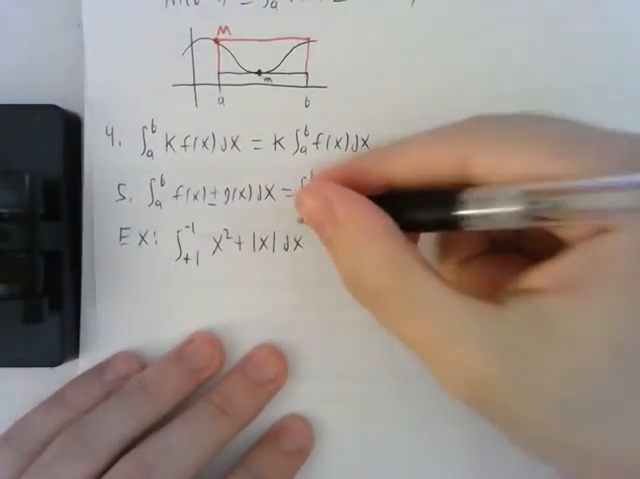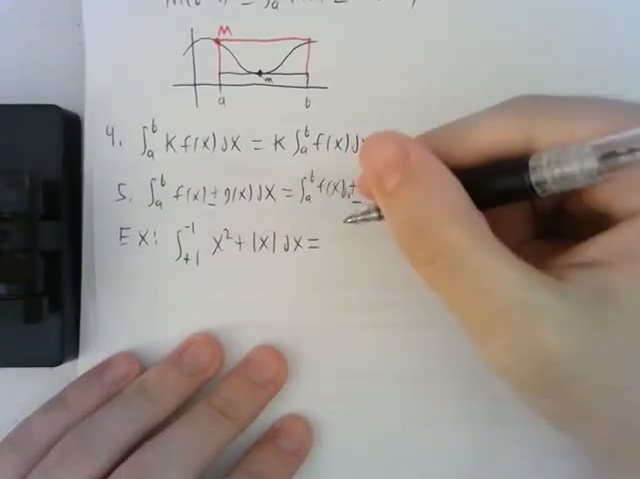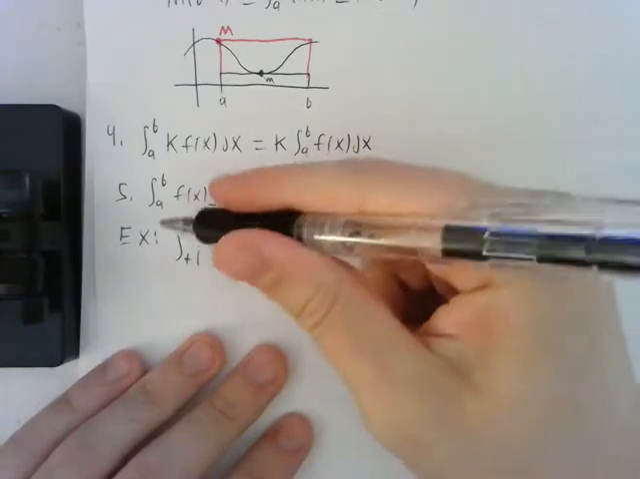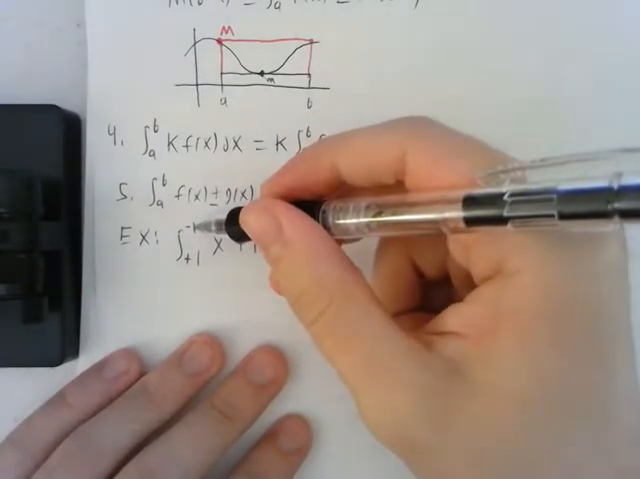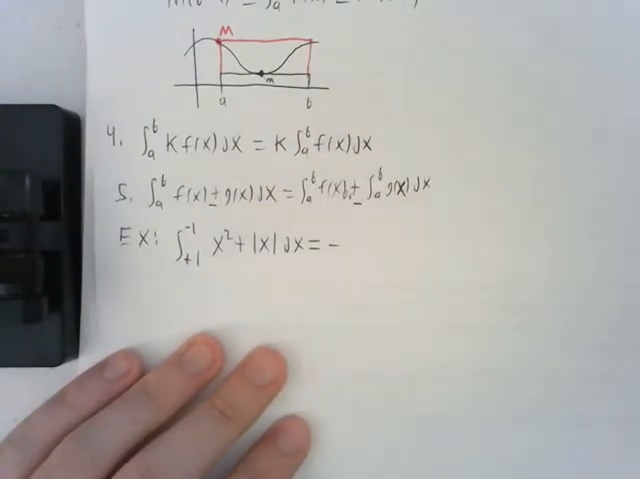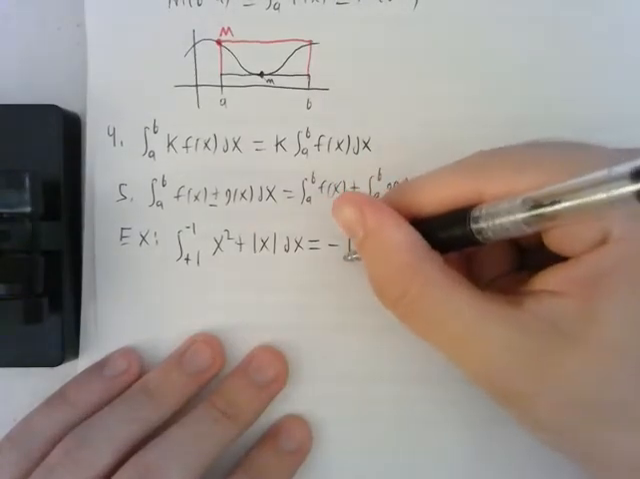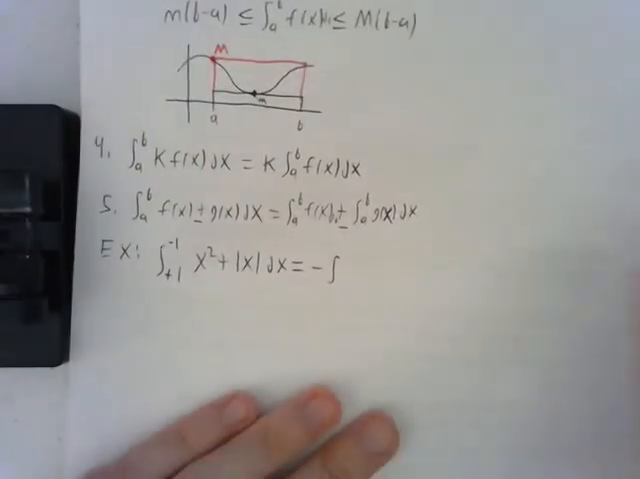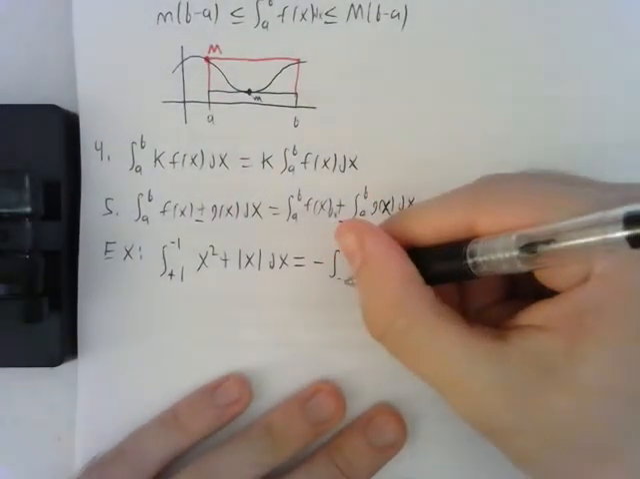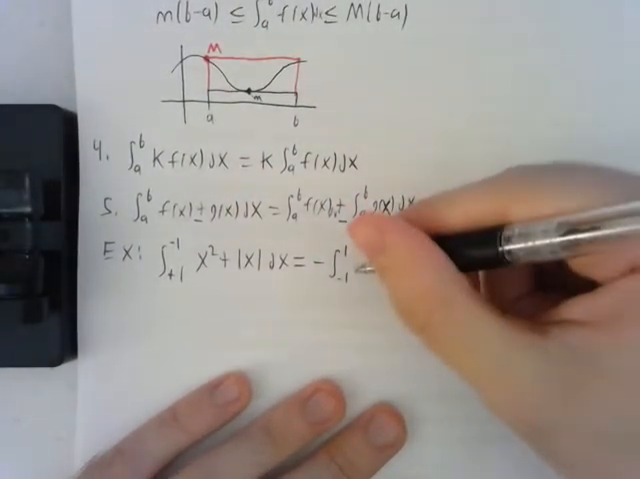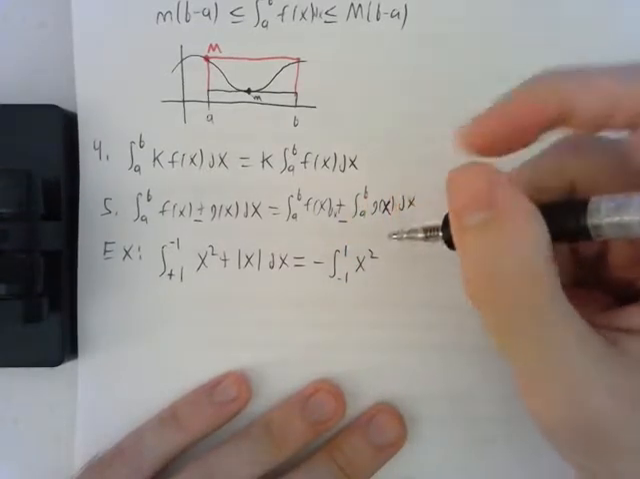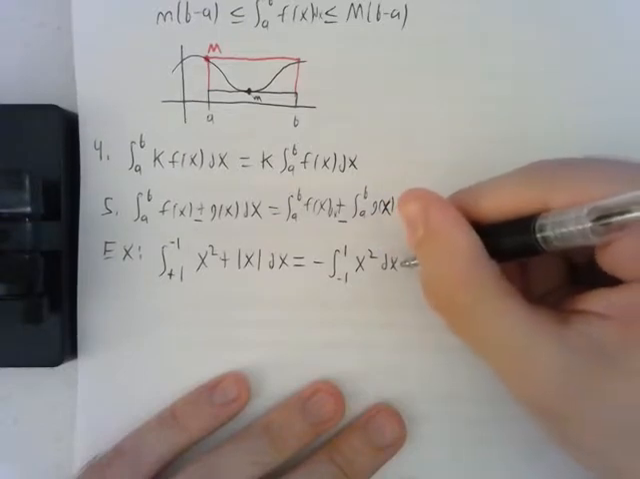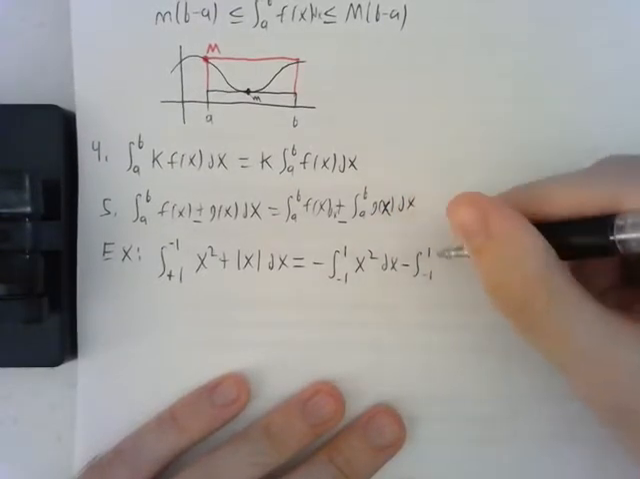So this, first of all, if you get something weird like this where the smaller value is on top and the bigger value is on the bottom, then the first step is to use property 1 here to flip the order of integration, but you pick up a minus sign. Then you can also use property 5 that we just discussed to split this up into 2 separate integrals.